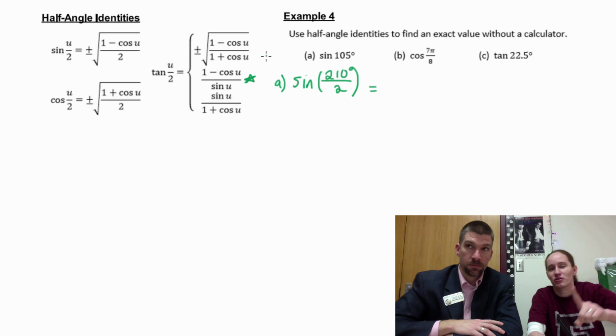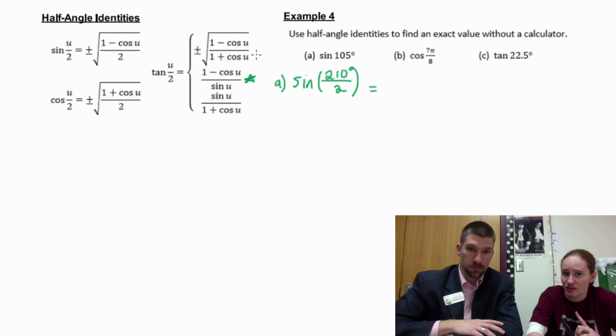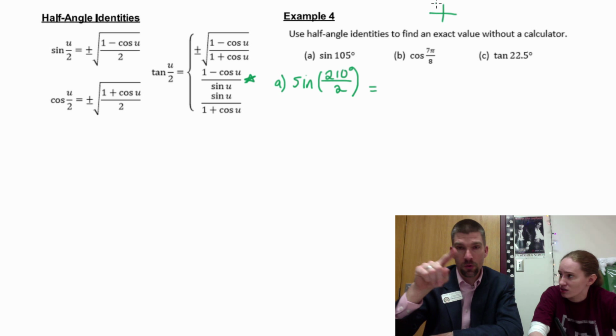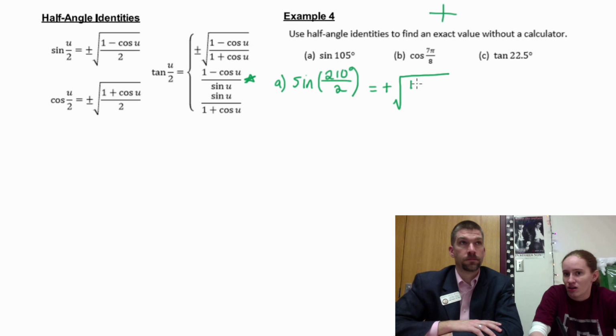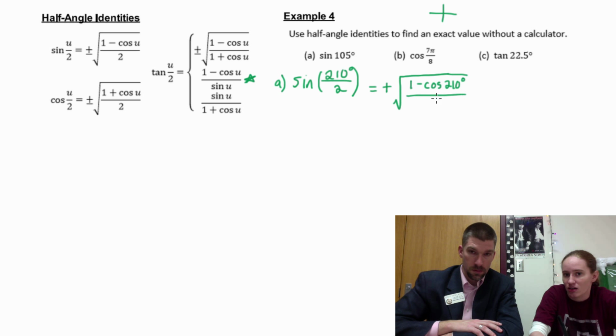So now let's pause for a moment and figure out if it's a plus or a minus. The way we do that is we think about sine of 105 degrees on our unit circle. That's going to be in the second quadrant, and in the second quadrant, sine is positive. So that means that we will have a positive square root. And then we fill in all the rest of the goodies, and then we just do some simplification.